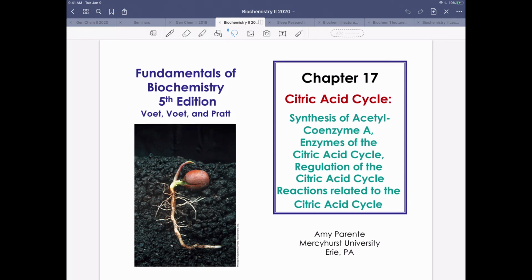So our next learning unit is on the citric acid cycle. It's a little bit of a shorter learning unit as compared to other chapters. There are only a couple of things that we'll go a little bit deep on, but for the most part, it's a little bit less dense of a chapter.